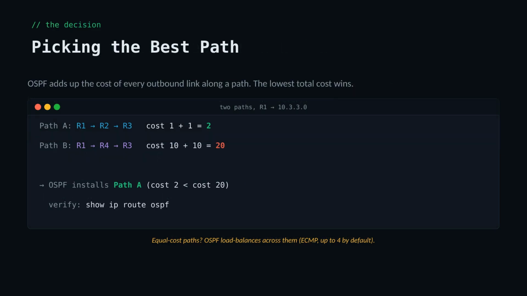Once every link has a cost, the actual decision is pretty simple. OSPF walks each possible path to a destination, adds up the outbound costs, and the lowest total wins. So heading to 10.3.3.0, path A through R2 costs 1 plus 1, that's 2. Path B through R4 is 10 plus 10, 20. Path A goes in the routing table. You can confirm it with show ip route ospf. And if two paths tie, OSPF will load balance across them, up to 4 by default.